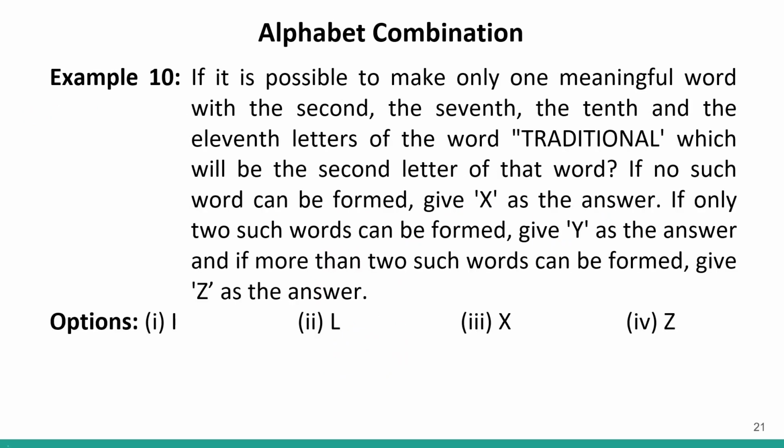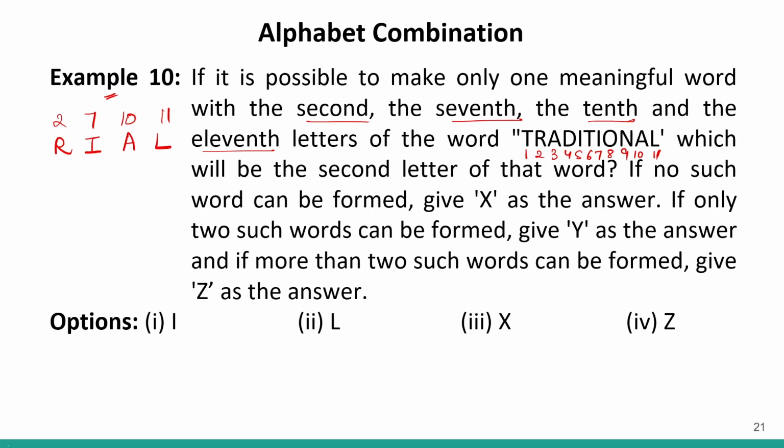Moving on to example number 10. Example number 10, we have, if it is possible to make only one meaningful word with the 2nd, 7th, 10th and 11th letters of the word TRADITIONAL. So first we will give them positions, right? So positions will be 1, 2, 3, 4, 5, 6, 7, 8, 9, 10, 11. So second letter is R, 7th letter is I, 10th letter is A and 11th letter is L.